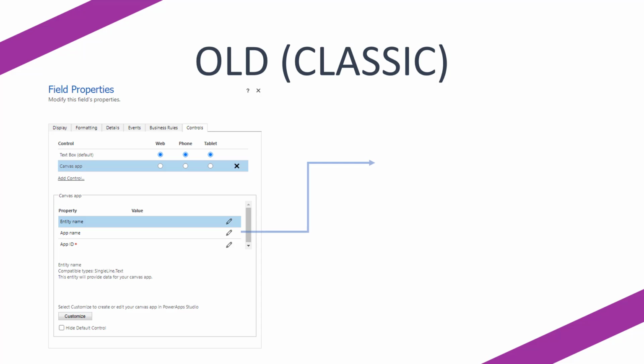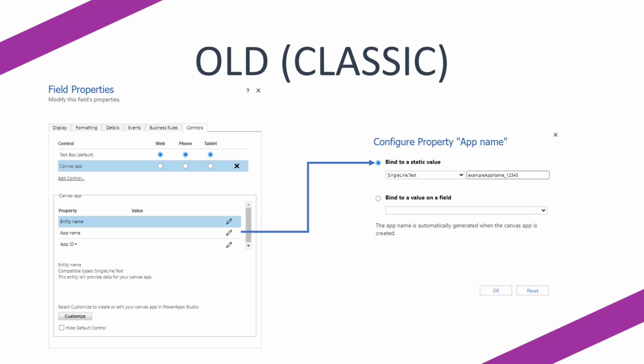In this instance, we're going to click on the pen to open up the configure property app name, but instead of binding to a value on the field, we're going to bind a static value. We're going to select single line dot text, and then enter the app name. Now, this isn't just the app name that you type when you're creating the app, it's the given app name, such as like field names. You might have something like Joe underscore example app name underscore some random numbers. That's what you're looking for. If you don't know how to find this, the most simple way is to add your application to a solution and you'll be able to see the app name that you're looking for.